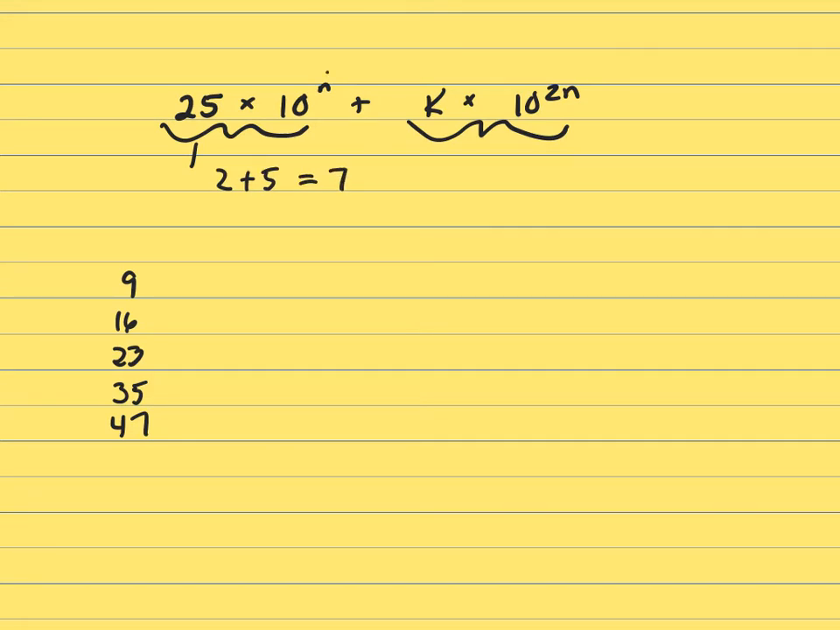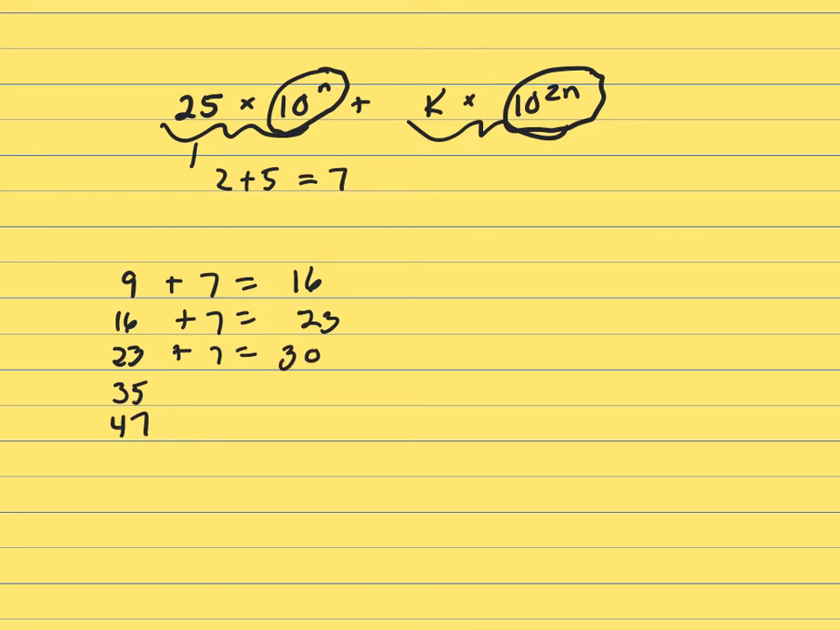And this 10 to the n, all that's going to do is just add zeros onto the number. Same thing for this, just add 10 to 2n. So let's see, plus 7, 9 plus 7 is 16. That's 7, that's 23. And this 7 is 30. See, none of these are divisible by 9.